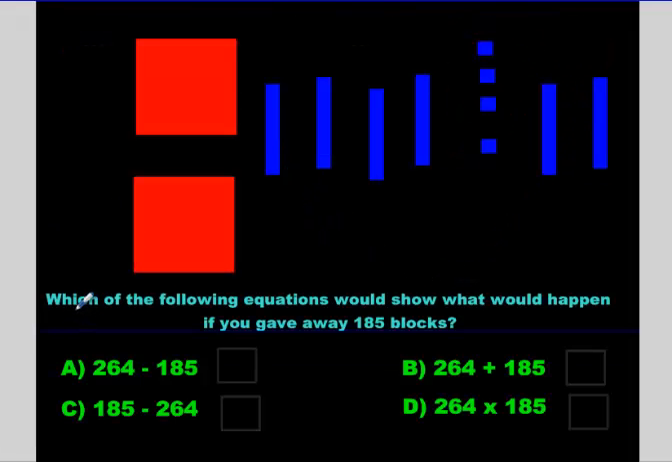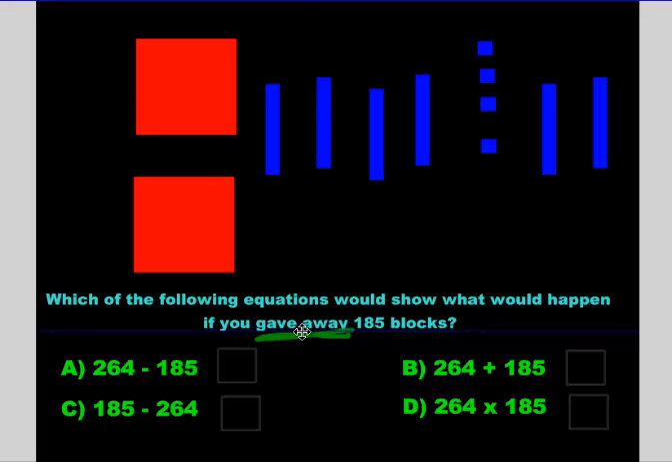Let's read this one. Follow along. Which of the following equations would show what would happen if you gave away 185 blocks? What's the code word in here that tells us it is subtraction? Come on, say it together. Ready, go. Yeah, there you go. Gave away. Now, here are the options, A, B, C, or D, and it's not asking us to solve anything. It's just saying which of these equations is the right one.